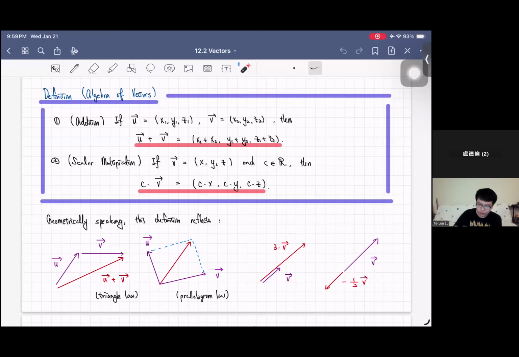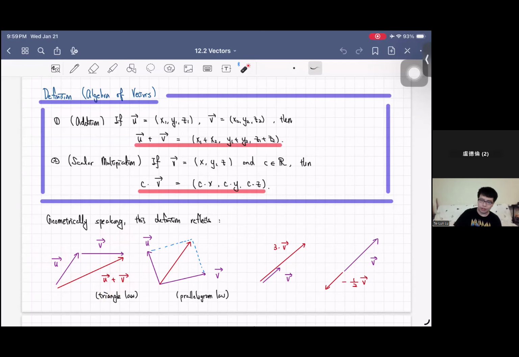Okay. So for example, you can try it by yourself. If this is 2, 1, 2, if this is 3, 1, 3, then you can try to picture them on the 3D coordinate system. And this should be 5, 2, 5. Okay, the difference. Right. So those are the addition of vectors. So again, let me remind you, addition of vectors is a vector plus a vector.